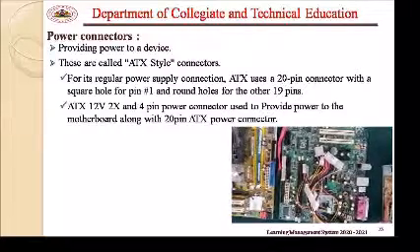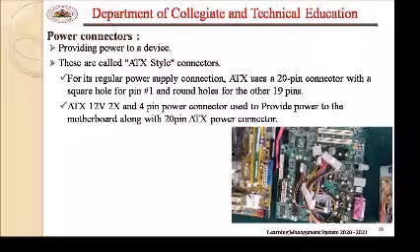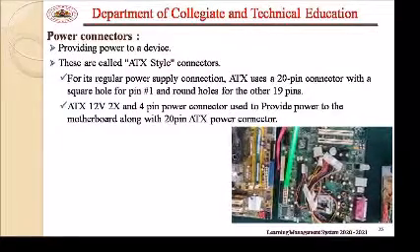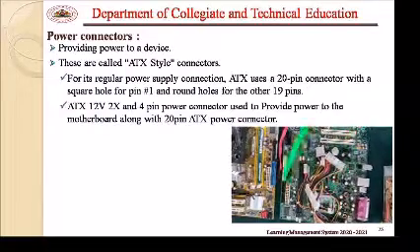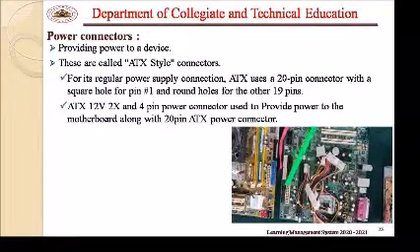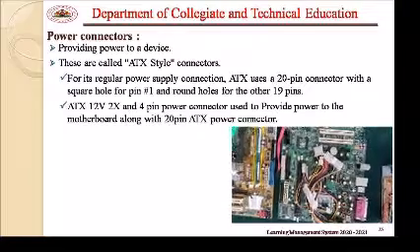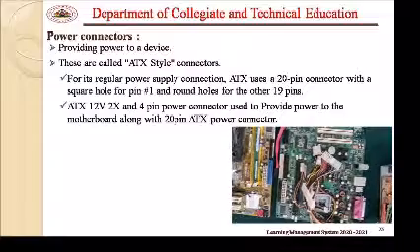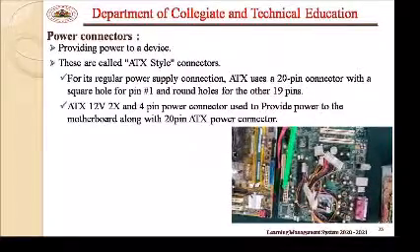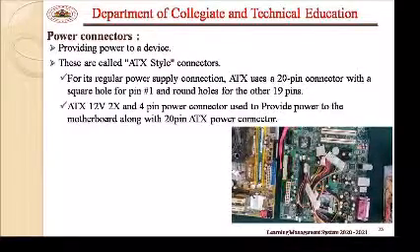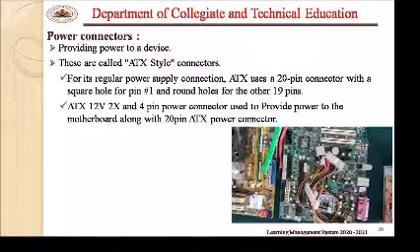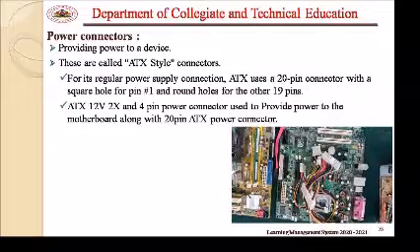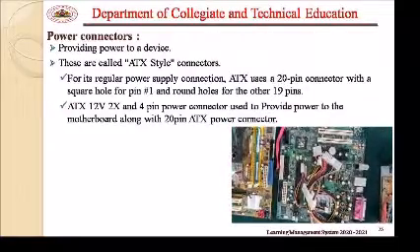Every motherboard has a 24 pin ATX connector, as I am showing in the video. In this motherboard, this is the ATX 24 pin connector, and in this motherboard, this is the ATX 24 pin connector. What is the use of this 24 pin connector? It provides power to all the other devices available on the motherboard.